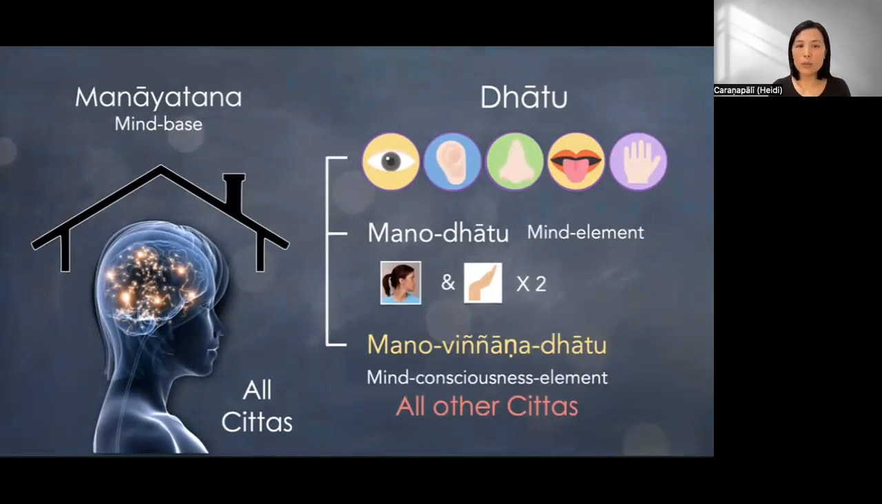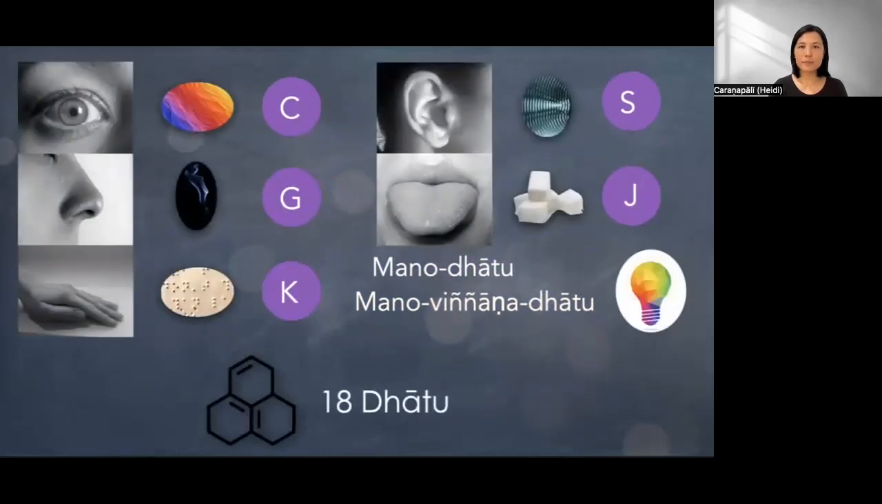So other than that, all the other ones are called Mano Vijnana Dhatu. Okay, so in this case, now we take a look at the 18 dhatus. Then we see that we have the set of three for the eye consciousness: the eye element, visible object element, and eye consciousness element, and in the same way for the five senses. And the mind, all chittas are further divided into Manodhatu and Mano Vijnana Dhatu.